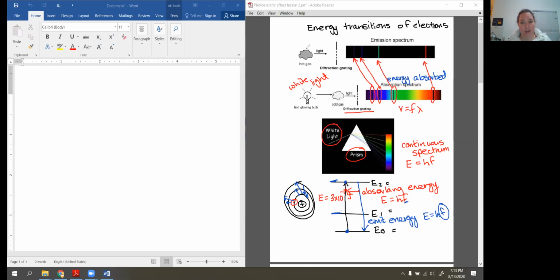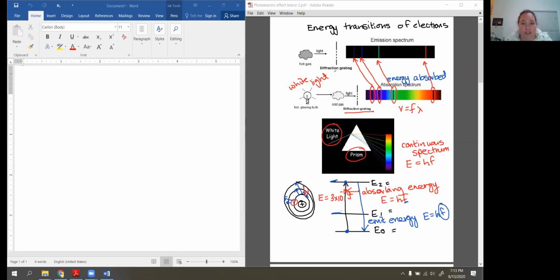When they do, photons will be given off. Not every single frequency of photons, only the ones that correspond to the exact energy changes that are made, and hence they'll be very specific colors. All right, so we start with the hot gas.